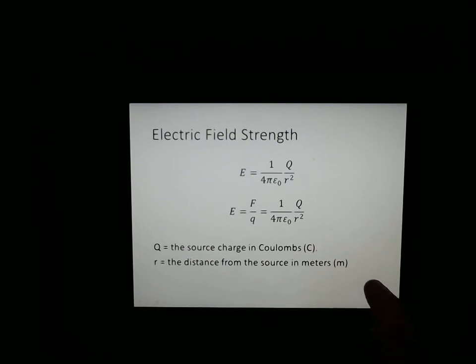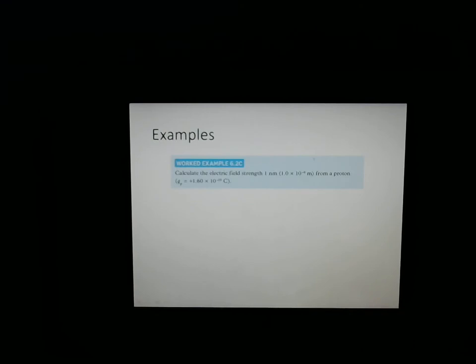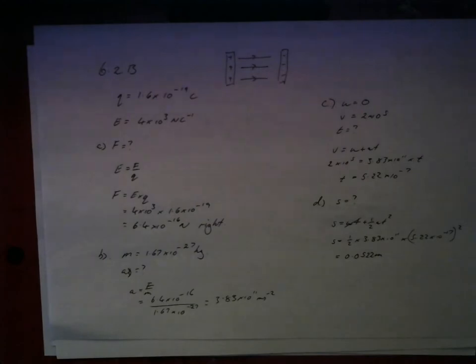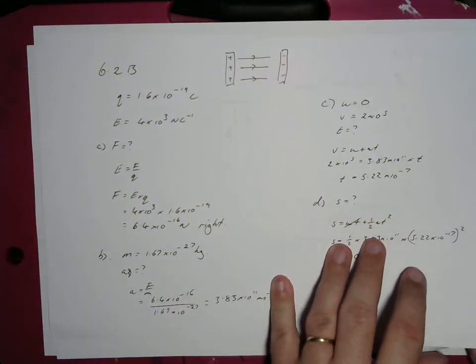So let's have a look at a couple of examples on this. So here's C. Calculate the electric field strength 1 nanometer, they've given us a distance, from a proton. Okay, so because they've told us a distance, we know we need to use this second formula. And we'll just move this out of the way.